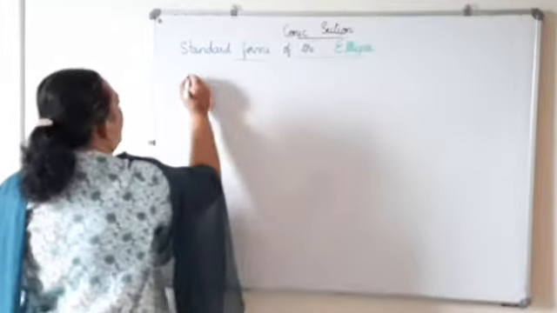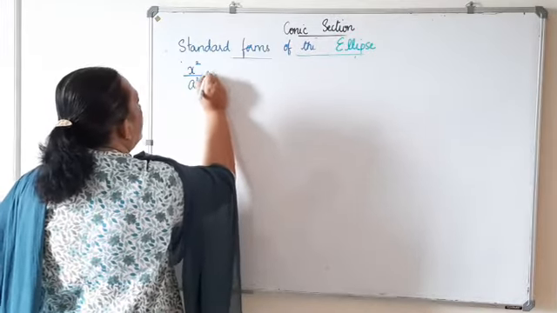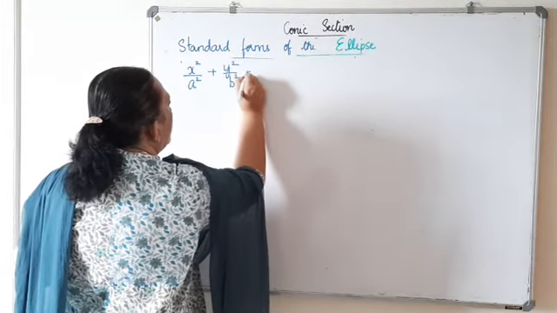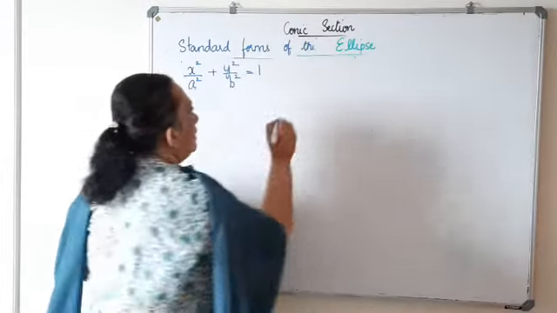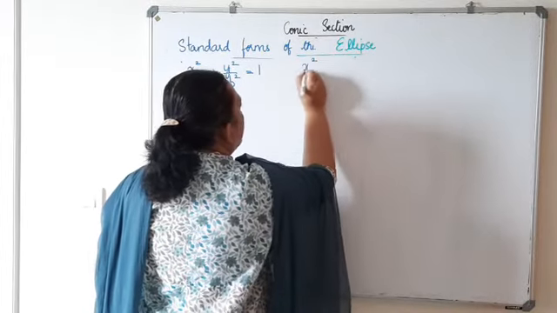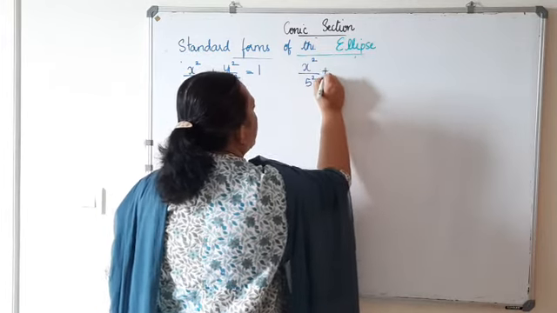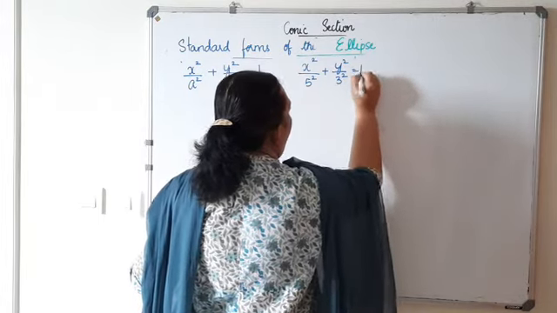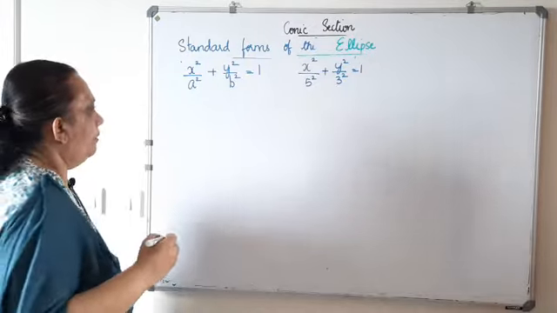The standard form of the ellipse is x squared by a squared plus y squared by b squared is equal to 1. Let us consider an example: x squared by 5 squared plus y squared by 3 squared is equal to 1. This is an ellipse in standard form.